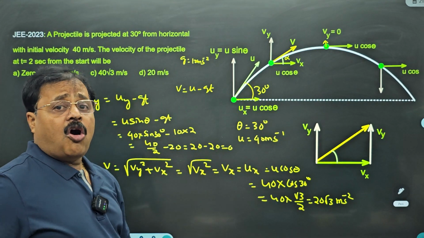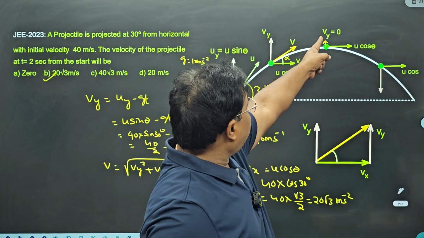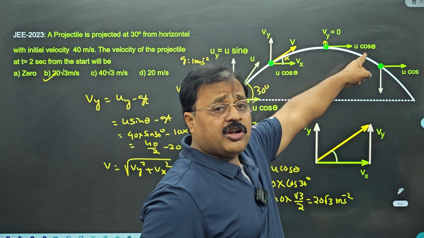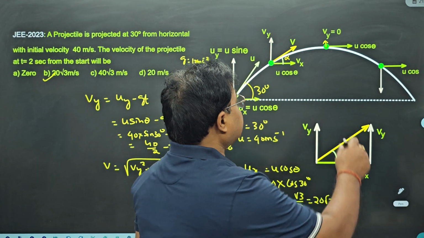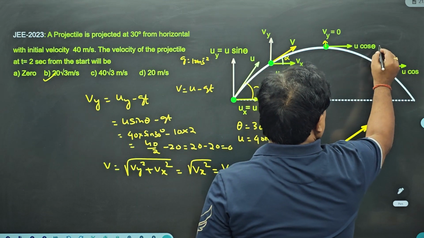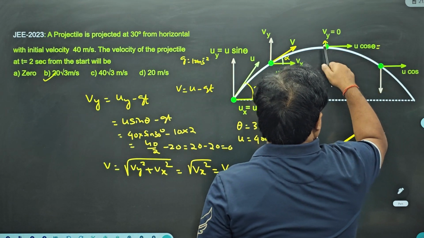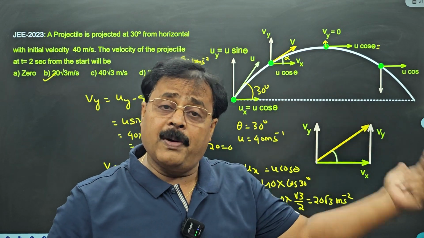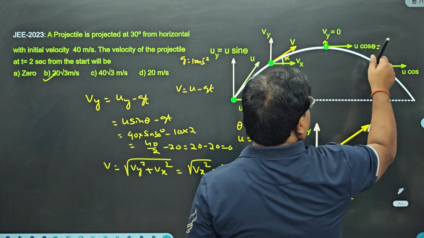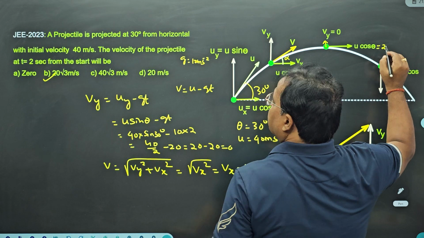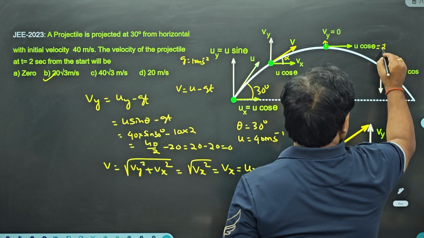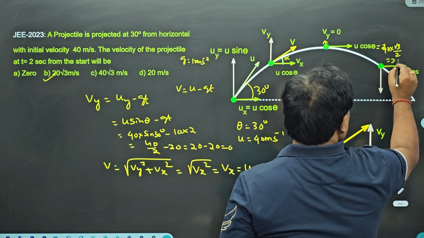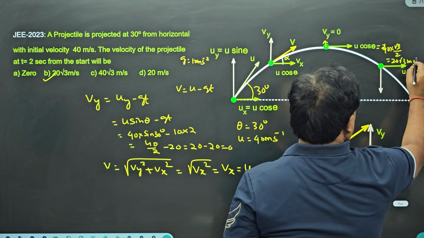You can solve in this way also, or else at the highest point of projectile motion, the vertical component of velocity is 0. Only the horizontal component is left. So you can directly find the answer at the highest point. What is the total velocity? U cos theta, because Vy is equal to 0 at the highest point of oblique projectile motion. So the only velocity left is u cos theta. Here u is equal to 40 into cos 30, which is root 3 by 2. That is equal to 20 root 3 meter per second. In this way also you can find the answer.